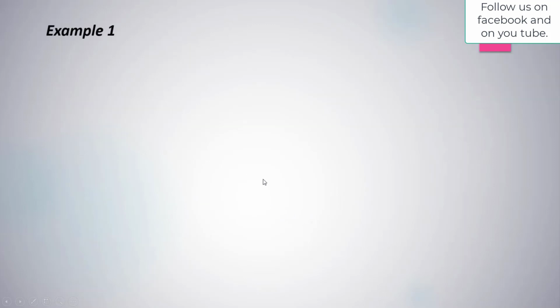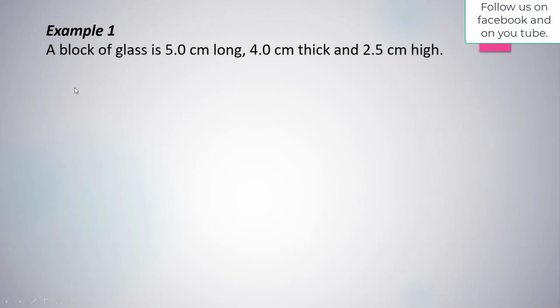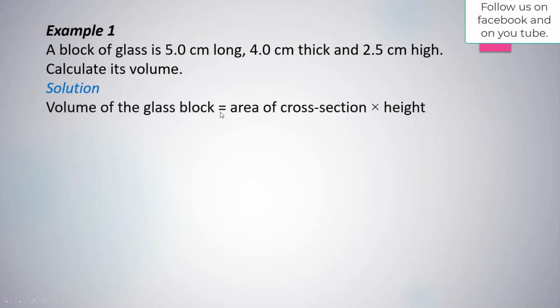Now let us look at examples. Example 1: a block of glass 5 centimeters long, 4 centimeters thick, and 2.5 centimeters high. Calculate its volume. That block is going to be in the shape of a box. So we shall just say L times W times H, and we get 5 times 4 times 2.5, and we get our answer as 50.0 centimeters cubed. The units are in centimeters.